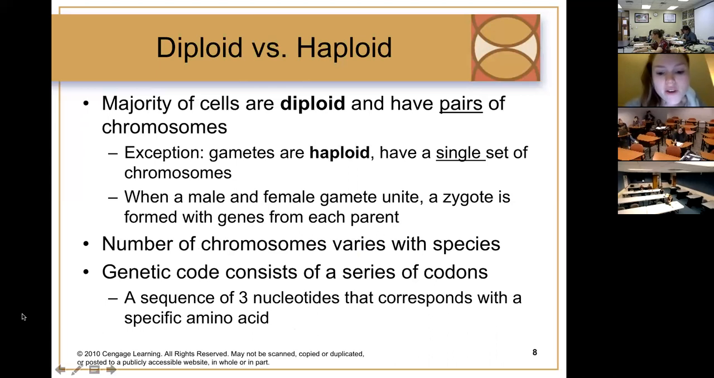So the genetic code consists of a series of codons, and a codon is basically just a sequence of 3 nucleotides, which I'll explain in a little bit, that corresponds with a specific amino acid.